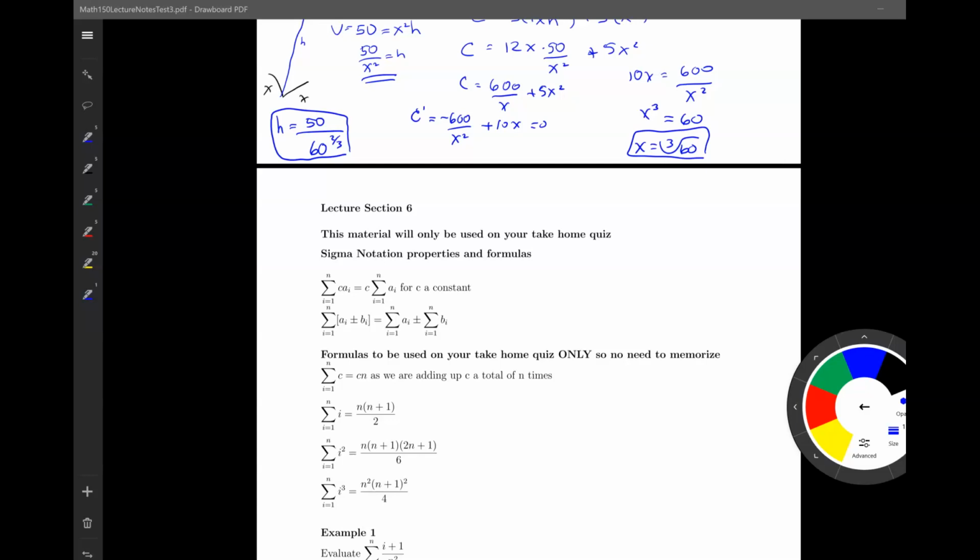All right, so we're moving into sigma notation, the sums. This is the information that's going to be used on your take-home quiz.